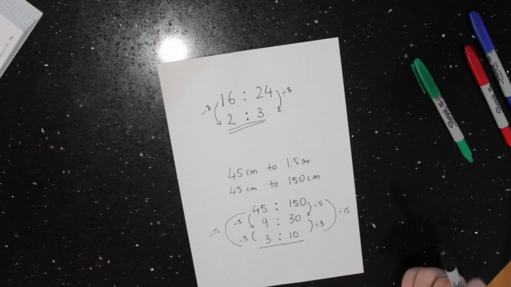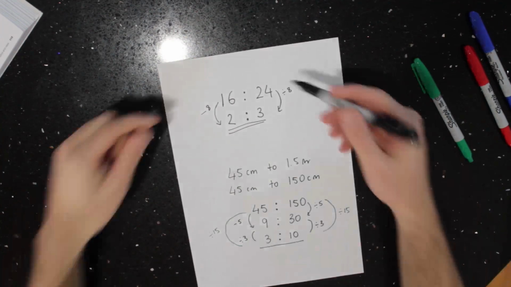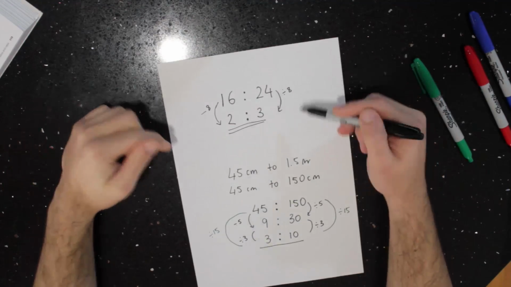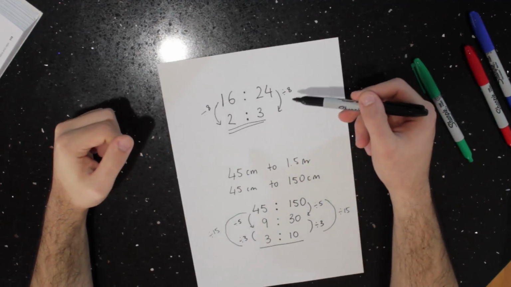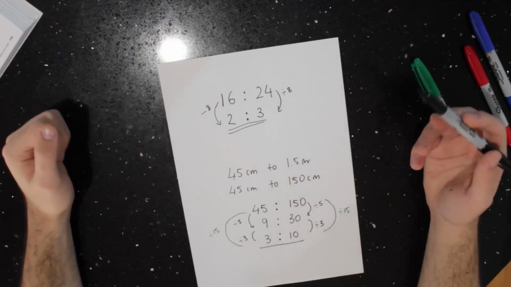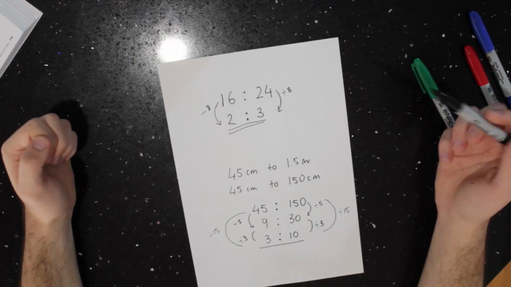And that is how we simplify a ratio. We essentially write it, we draw our little arrows to show that they're both going to be reduced, and you make sure you do the same thing to each side to reduce it down. And that is how you simplify a ratio.